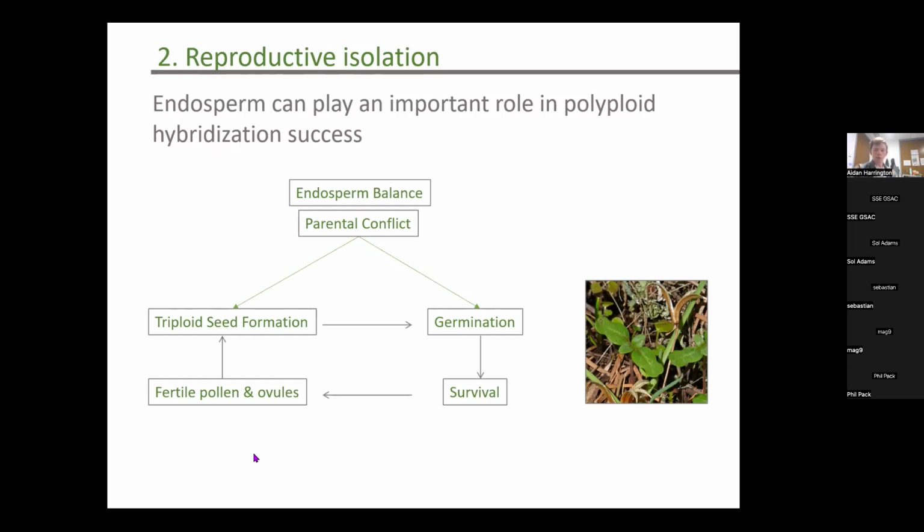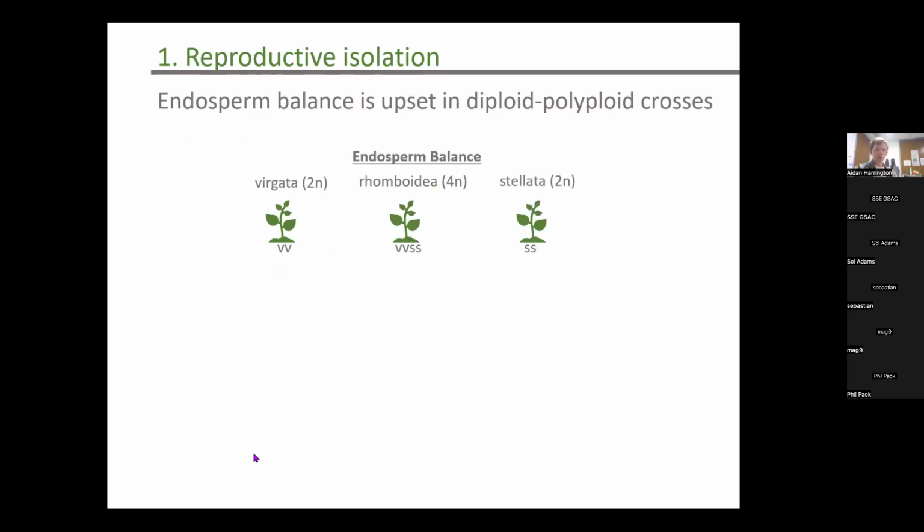And there are two related factors here, related concepts, which can provide us with a useful framework for making predictions about how successful crosses between polyploids and the progenitors will actually be. And those are endosperm balance and parental conflict. So I'll just briefly overview these concepts. The key thing to know here is that endosperm balance is upset in diploid polyploid crosses.